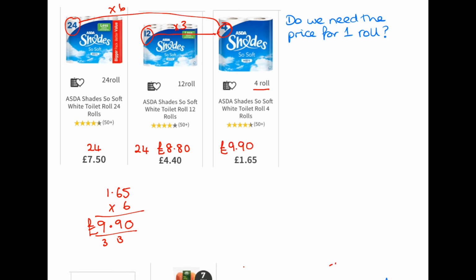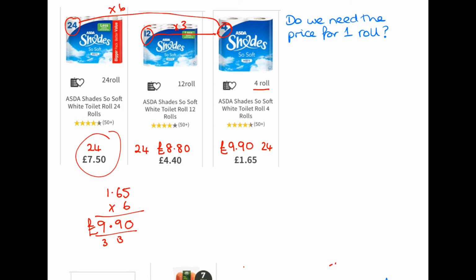Okay, so that would be for 24. So we can see that if we wanted 24 toilet rolls, then this pack here would be the best value because it's £7.50, £8.80 and £9.90. However, remember what we said, it's not necessarily the case that you've got room for 24 toilet rolls.